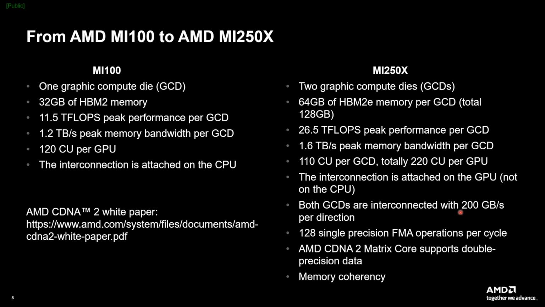128 single precision FMA operations per cycle, second generation matrix cores, and memory coherency. Now with memory coherency, which I think will be presented later in the presentation, you can have access to the system memory from the GPU, right? It's not fast, but you can do it for memory coherency purposes. And you have here also a nice white paper.